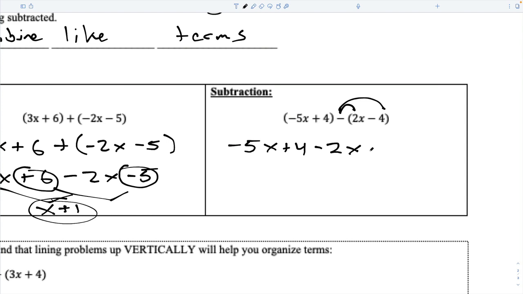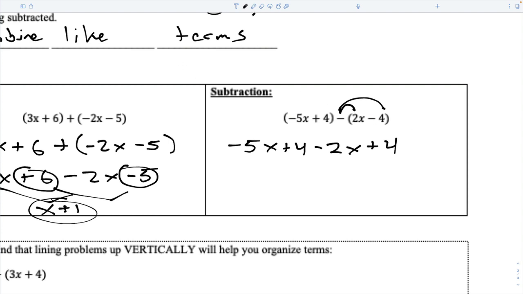What is the opposite of -4? Or what's negative times a -4? What's the opposite of -4? Chad? Positive. Yeah, so these signs got flipped. This negative had to be distributed, just like we would do with a number.